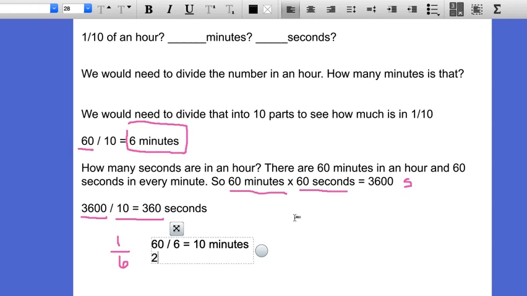Now we know that there's 3,600 seconds in an hour. How would we figure that in seconds? 3,600 divided by 6 is equal to what? Well, 6 times 6 is 36, so that would be 600 seconds for 1/6 of an hour.